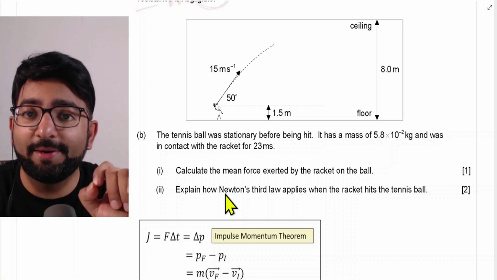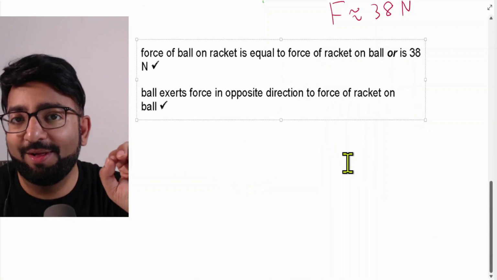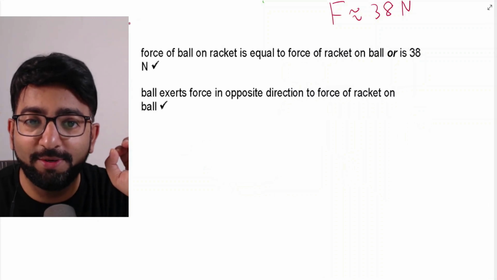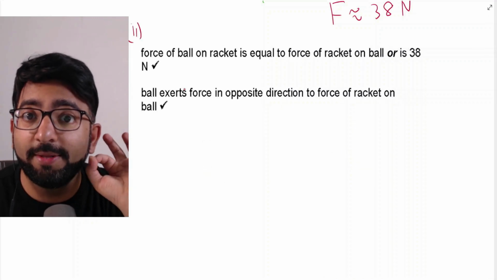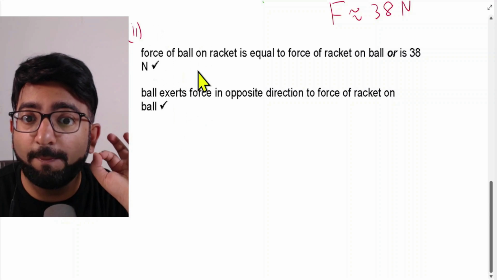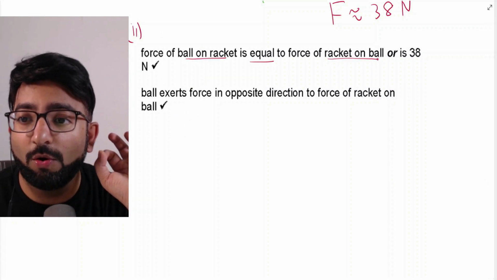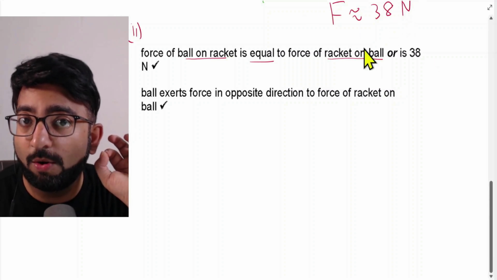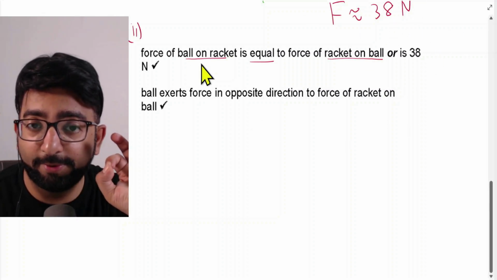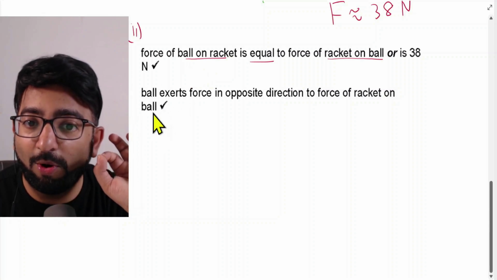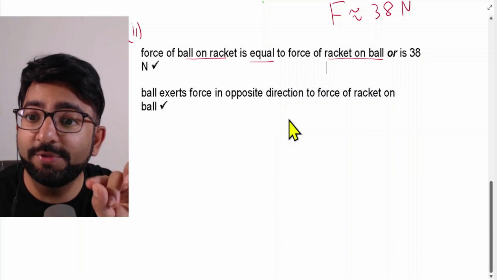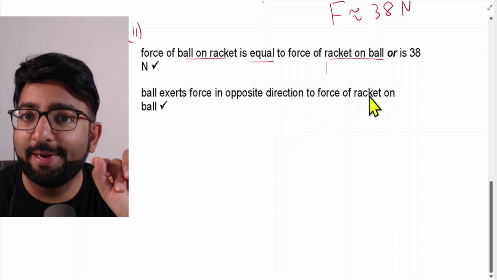So how do you write that in statements? This is the official answer. For the second part of the question, how do we start? First, the magnitude. The force of the ball on the racket is equal to the force of the racket on the ball, and the value we had figured out was 38 Newton. So this was magnitude. Now the direction. The ball exerts a force in the opposite direction to the force of the racket on the ball.